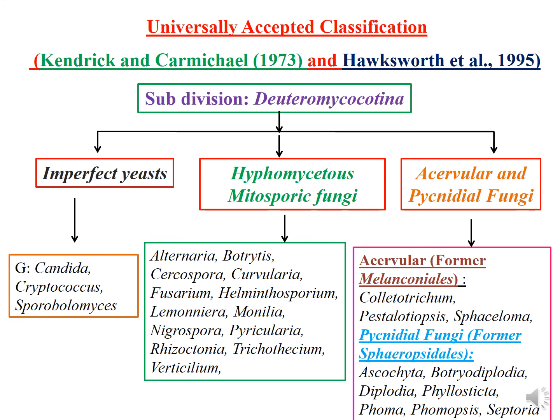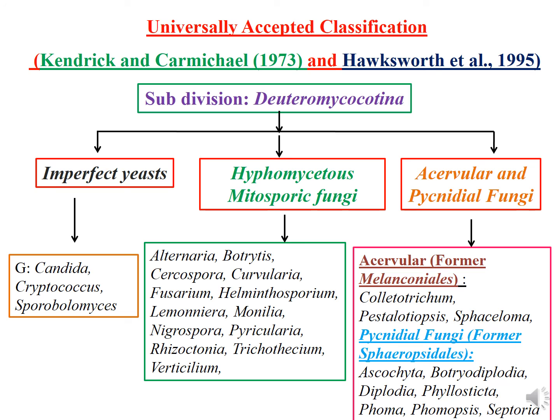Coming to the fourth classification, which is the universally accepted classification, it was proposed by Kendrick and Carmichael in 1973 and Hawksworth et al. in 1995. They divided the subdivision Deuteromycotina into three categories. One is imperfect yeast, which includes the genera Candida, Cryptococcus and Sporobolomyces. Another is Hyphomycetes, the mitosporic fungi, which includes the genera Alternaria, Botrytis, Cercospora, Curvularia, Fusarium, Helminthosporium, Monilia, Nigrospora, Pyricularia, Rhizoctonia, Trichothecium and Verticillium.